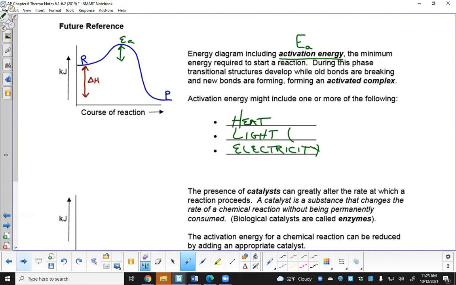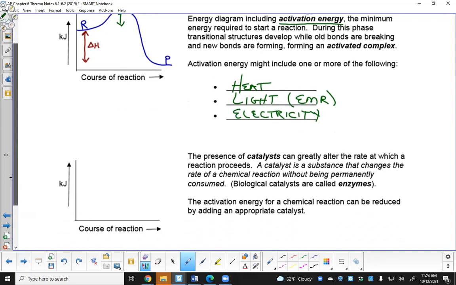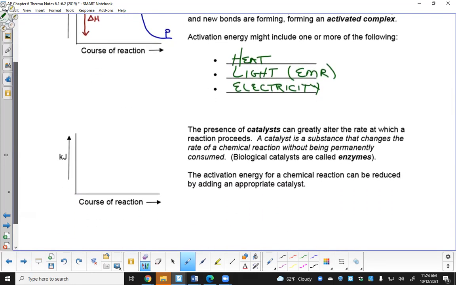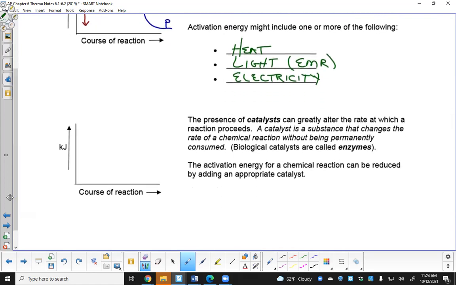By light, we could actually refer to any electromagnetic radiation. But heat, light, electromagnetic radiation, or electricity might be required to get that reaction going in the forward direction. But how much energy it can produce is still going to be the difference between the reactants and the products, regardless of what you have to do to get it started. And then the last little thing here.